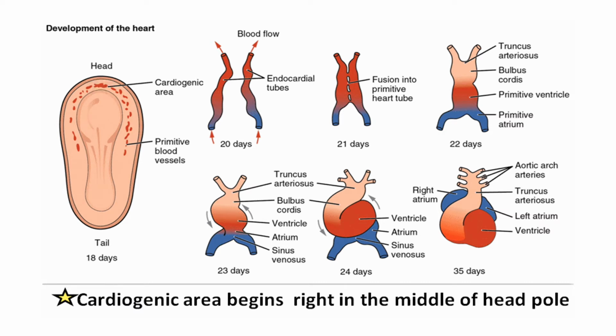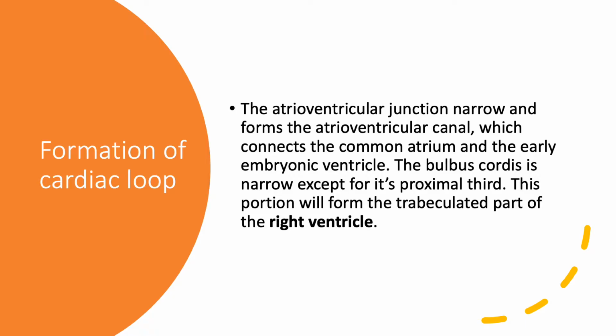What formed the common atrium? This is the day 23 expansion of the heart tube. Later on, the atrioventricular junction narrows and forms a canal called the atrioventricular canal. This canal connects the common atrium and the early embryonic ventricle.